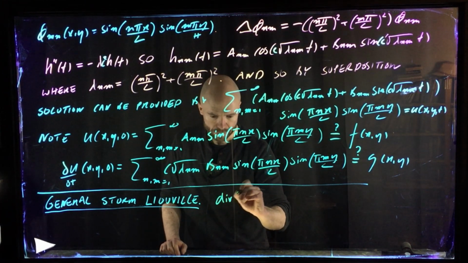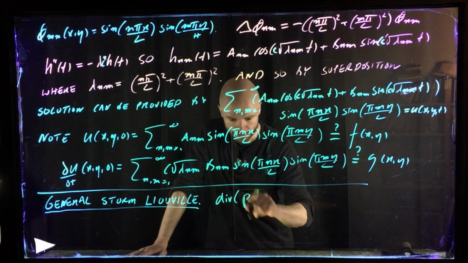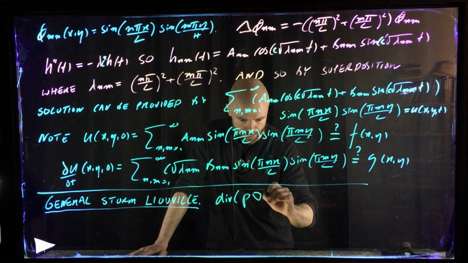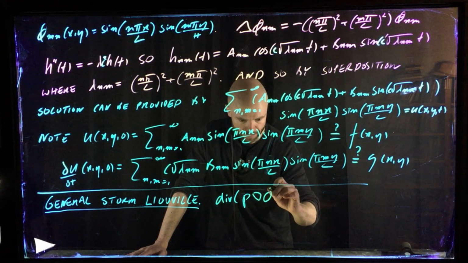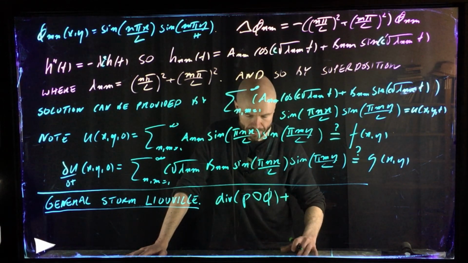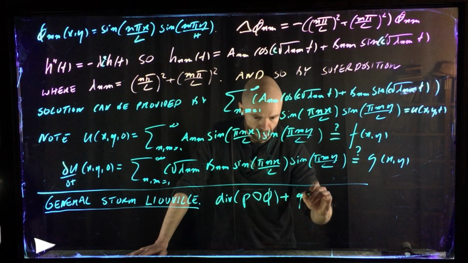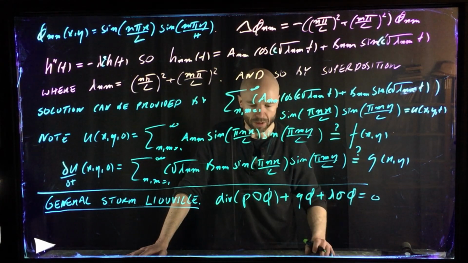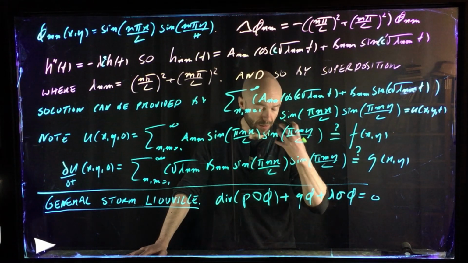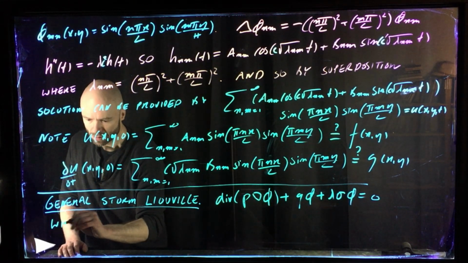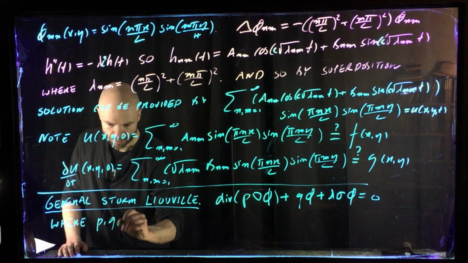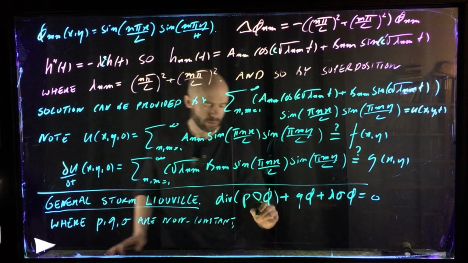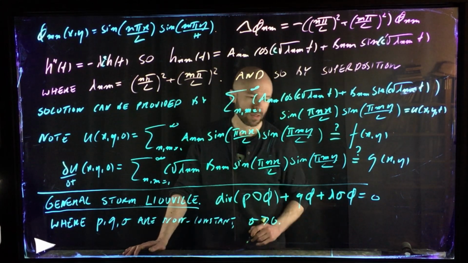We're going to take the divergence of some scalar valued function p defined from R2 in this case, or Rn in general, times the gradient of a function, let's call it phi, plus some other function, let's say q times phi, plus lambda sigma times phi is equal to 0, okay? Where p, q, and sigma are non-constant functions, and we're going to expect sigma to be bigger than 0, like this.